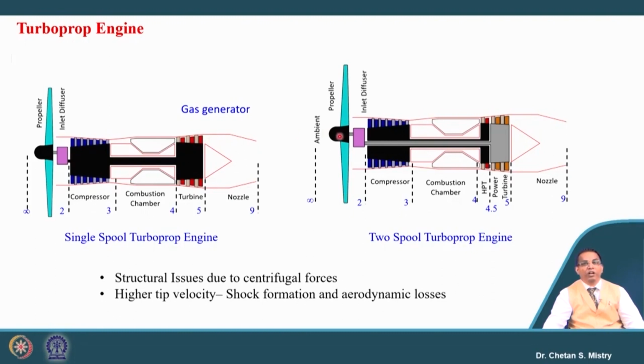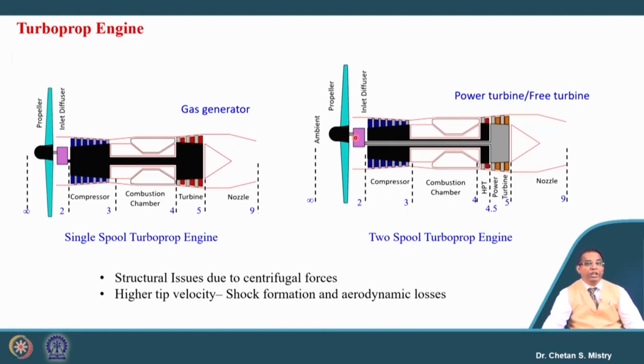Similarly, we have another construction in which we have two spools. In one spool, the compressor will be rotated by the HP turbine, and the other turbine we have defined as a power turbine or free turbine, which is connected with the propeller by using a gearbox, and that is used to rotate the propeller.